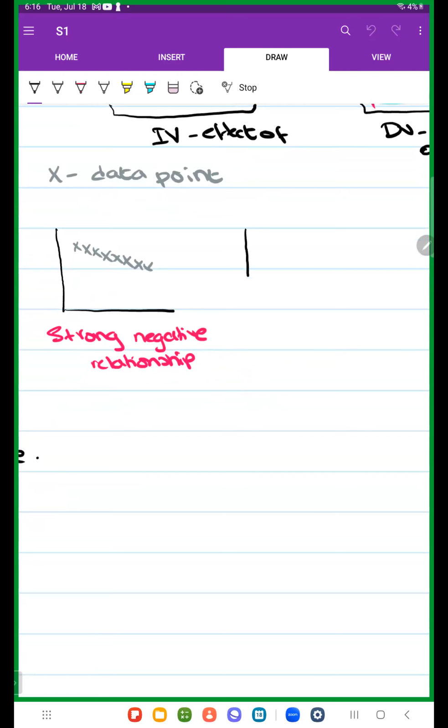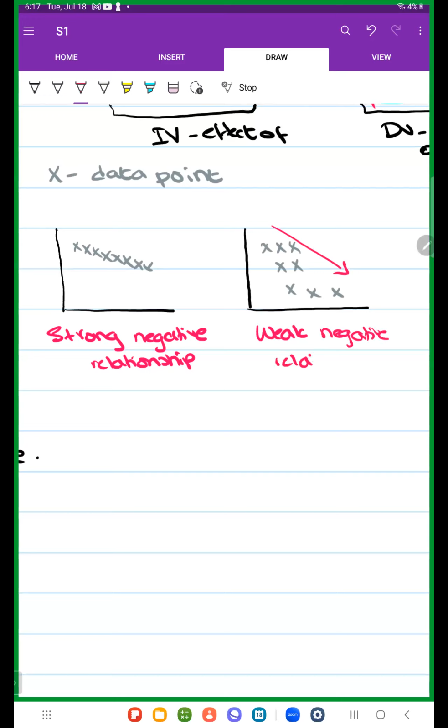For example, you have this. What kind of relationship do you think this is? First is to know if it's strong or weak. Are the points close together? It's weak. Second is to know if it's positive or negative. What is the slope? Yes, the slope is negative, so it's a weak negative relation. Understand now?